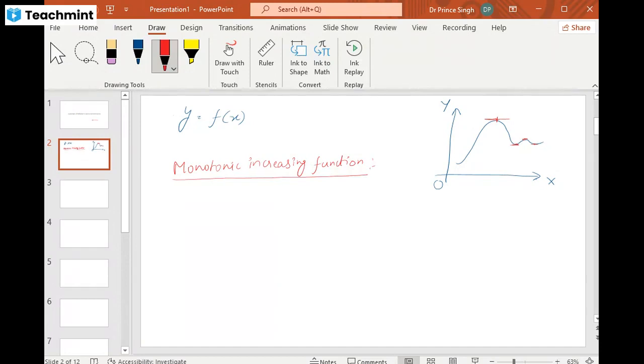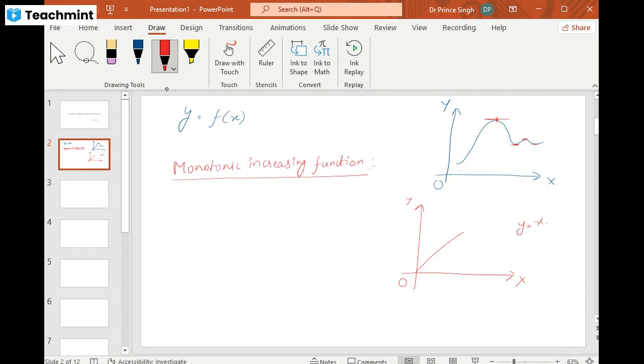So what is a monotonically increasing function? Again, this is our x-axis, this is our y-axis, this is our origin, and suppose I'm considering the function y equal to x. In this case, you can see that with the increase in the value of x, the value of the function also increases. So we say that this function is a strictly increasing function.